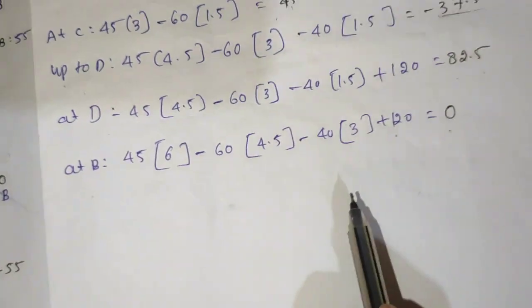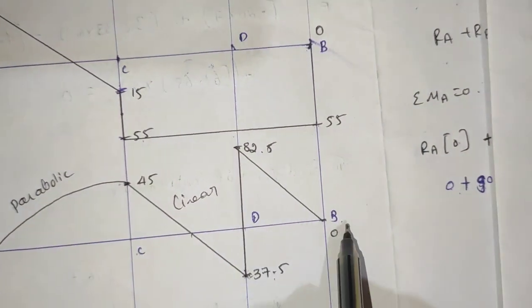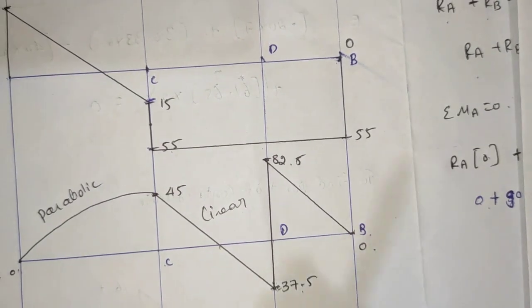At B we get 0, at B we get 0, then it is a linear line. Okay, 0.